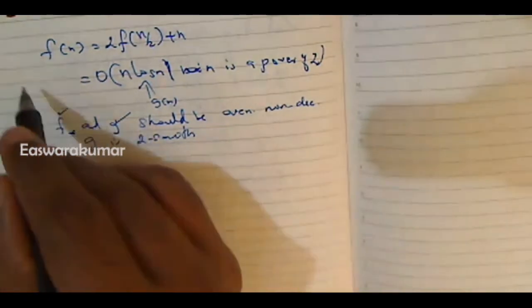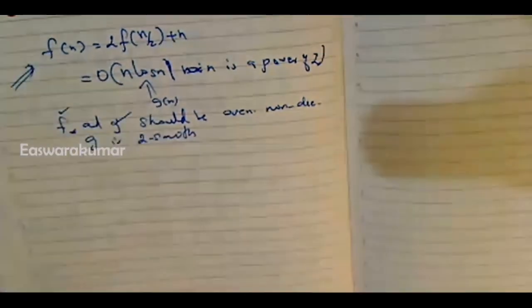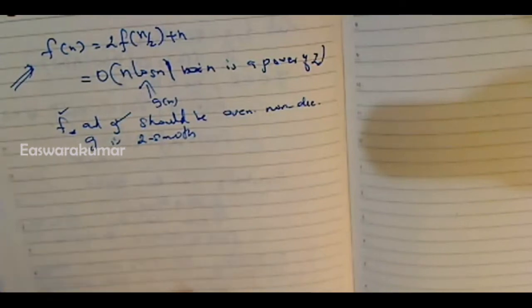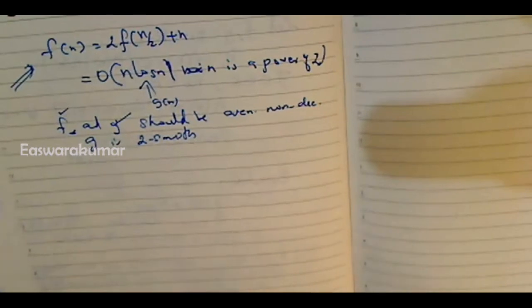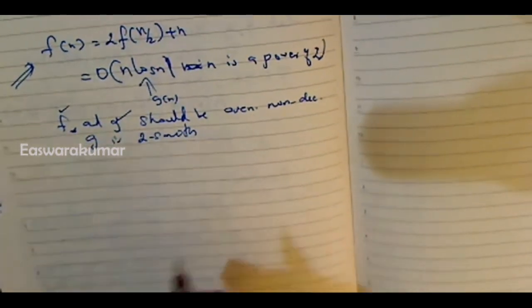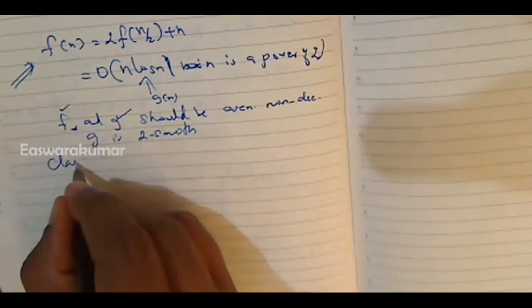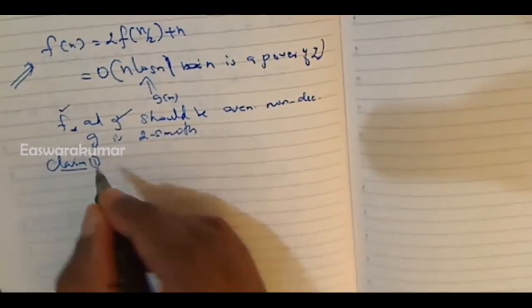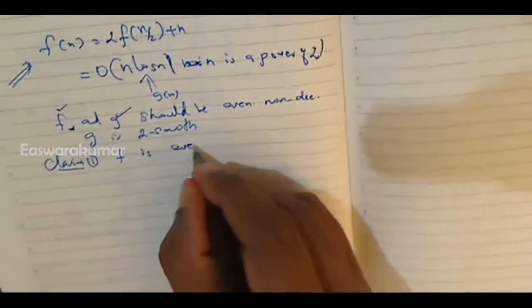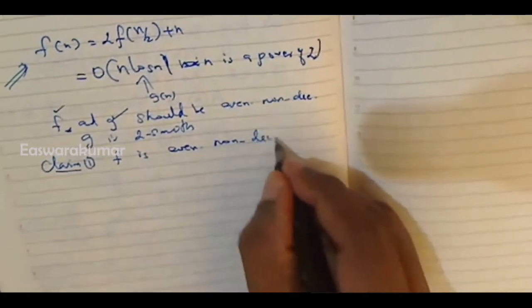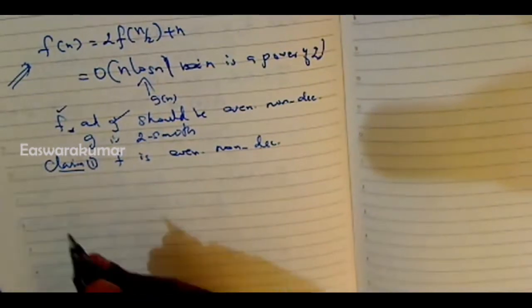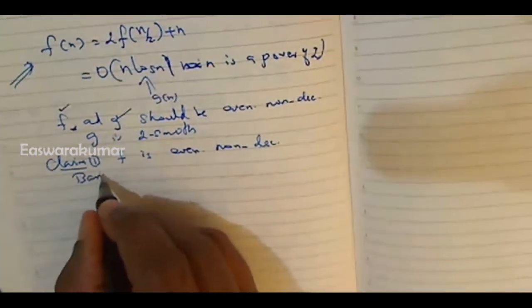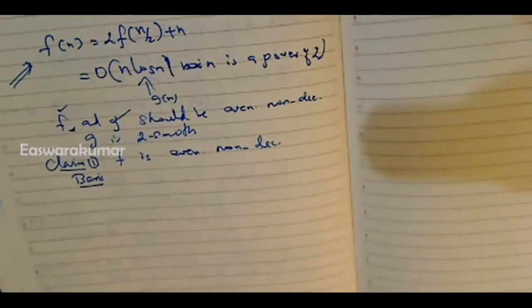So f is given like this, right? To prove f is eventually non-decreasing, we can take a mathematical induction proof. Already we have studied that, right? The first claim is f is eventually non-decreasing. So in the mathematical induction, there are 3 steps. One is basis, then hypothesis, then the proof, right?